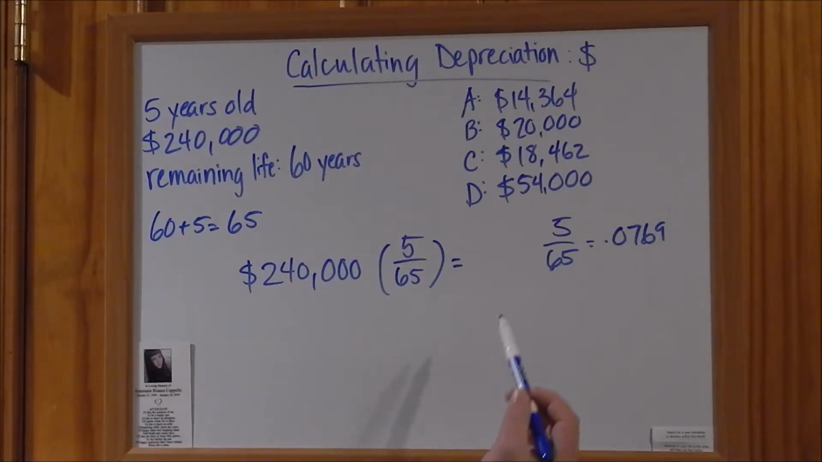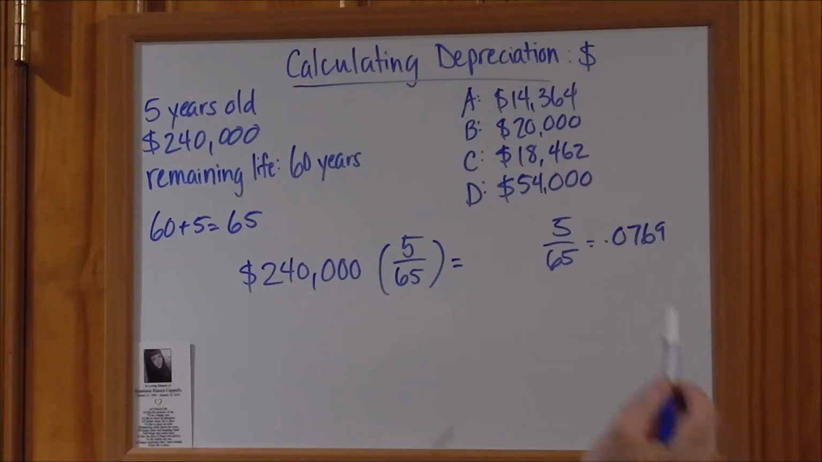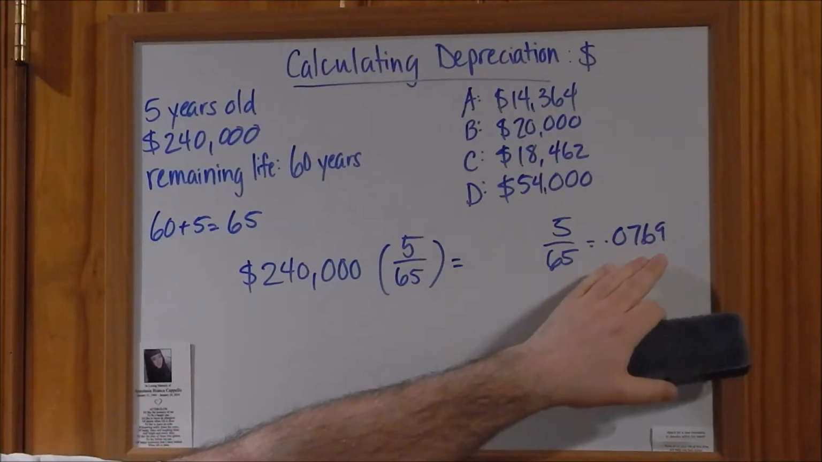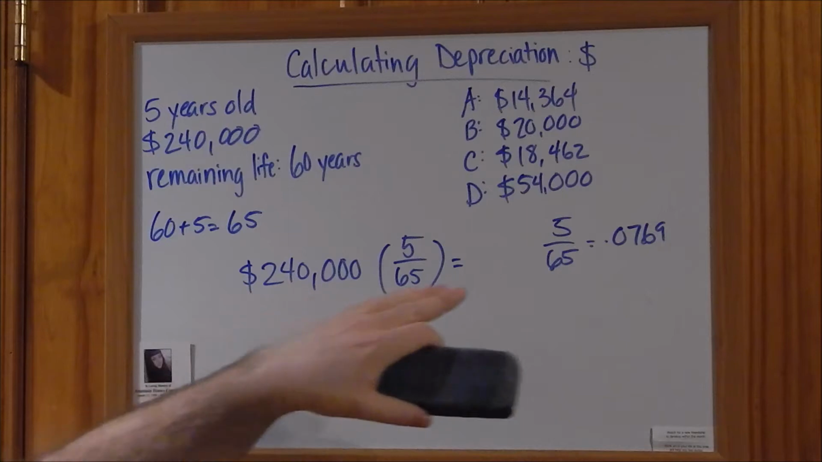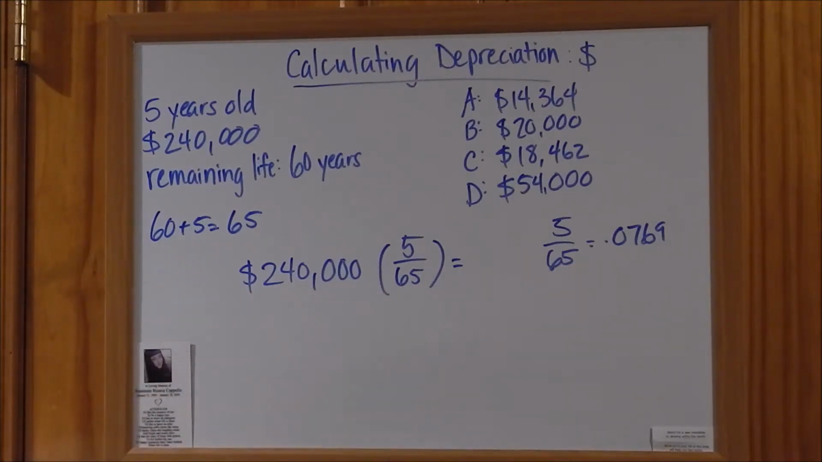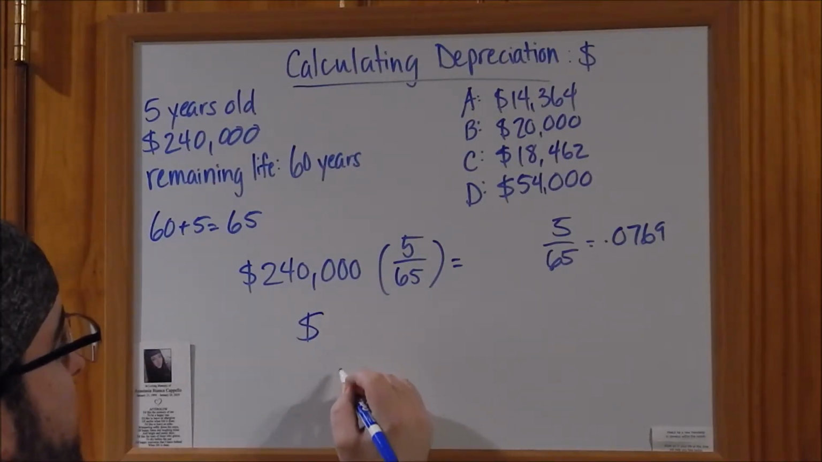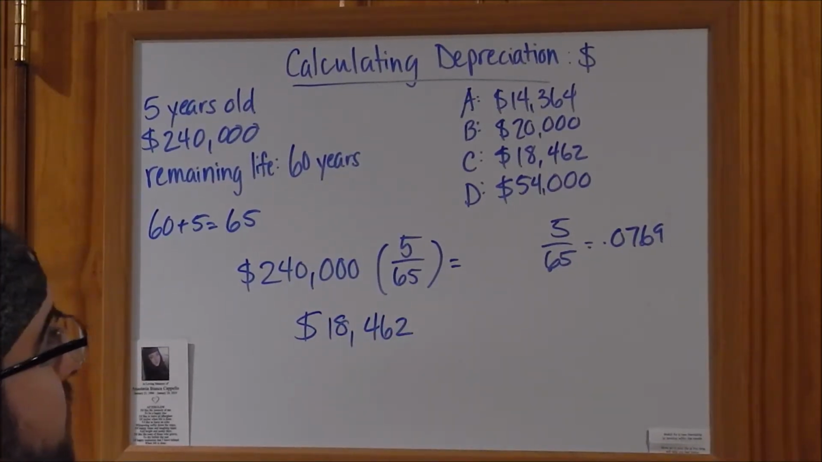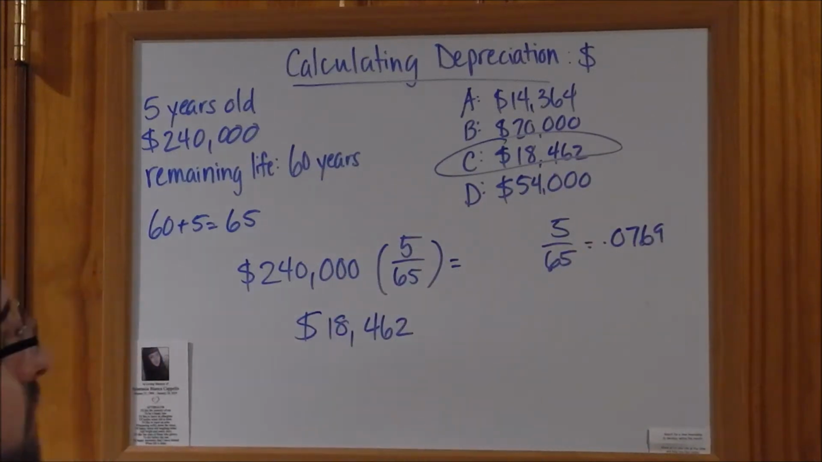In most calculators, if you type in 5 divided by 65, hit enter, and then multiply that number by 240,000, it will be able to use the long decimal that comes from this first fraction and multiply that whole thing by 240,000. If you have a calculator where you can multiply this number by the fraction, you'll get the exact answer of $18,462. You check the back of the book, C is the answer.